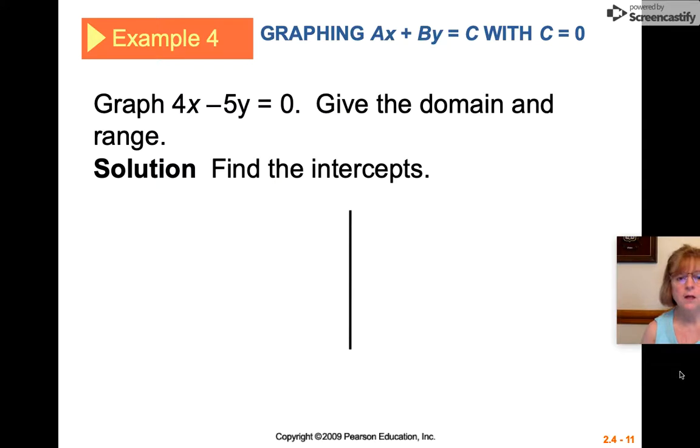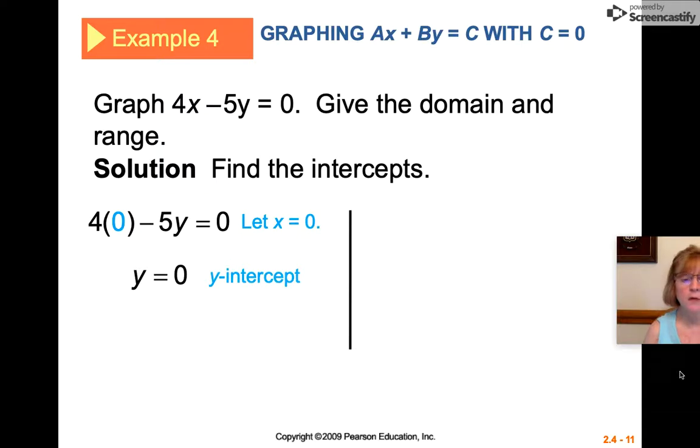When you have a line in standard form, finding intercepts is relatively easy. So what we're going to do is find the y-intercept first, and in order to do that, that's going to mean we're going to plug 0 in for x. And what we have is the equation then -5y equals 0, which turns into y equals 0. So when x is 0, y is 0.